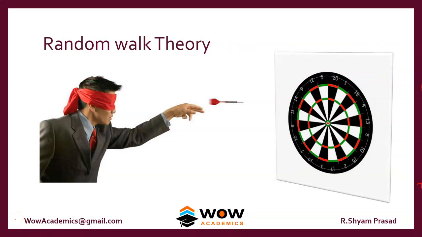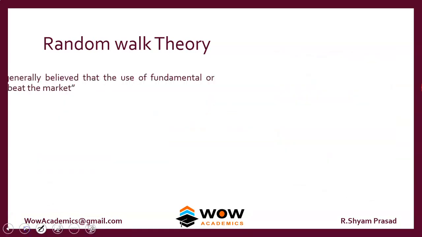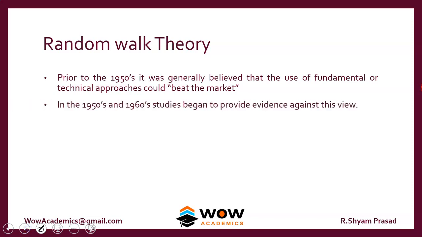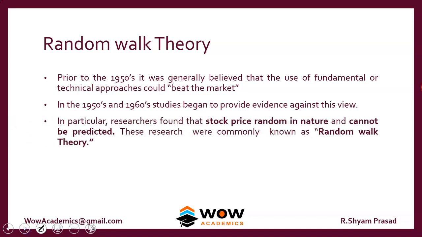Now we will discuss the random walk theory. Prior to the 1950s, it was generally believed that the use of fundamental or technical approach could beat the market. In the 1950s to 60s, studies began to provide evidence against this view. In particular, researchers found that stock prices are random in nature and cannot be predicted. These researchers' work was commonly known as the random walk theory.